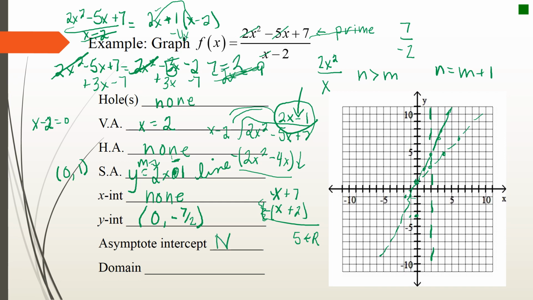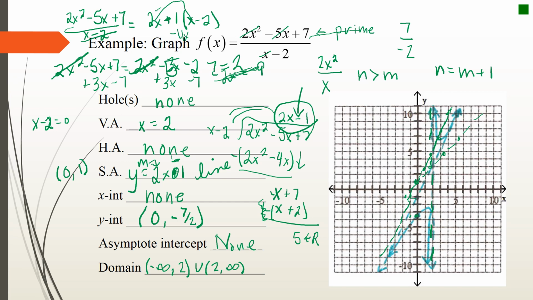So there is none there, and our domain then is going to be, our restriction is just that 2 on the vertical asymptote, so negative infinity to 2, and 2 to infinity. Let's look at the graph. So it's tucked inside the asymptotes.